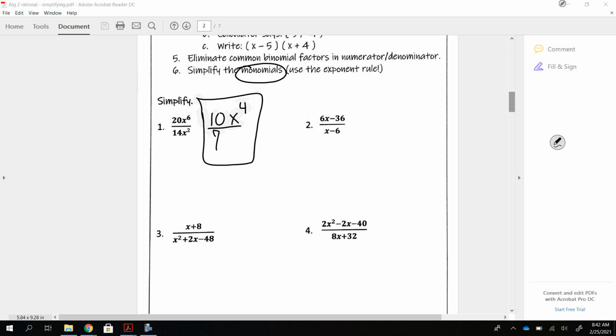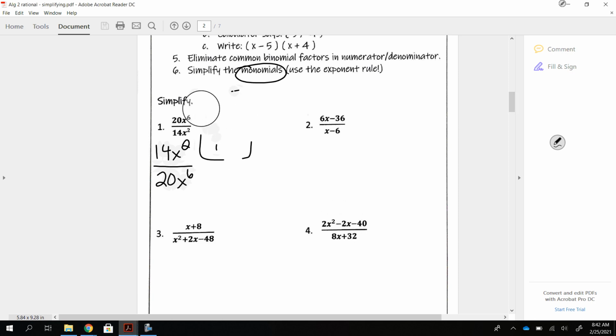Now, one thing I want to show you, if it was flipped, we had 14x to the 2nd over 20x to the 6th. Remember, that's our answer, but I'm just showing you if it was flipped. Then we would have 7 over 10, and then down here would be x to the 4th. It would just be flipped. All right? Thus concludes number 1. Let's move on to number 2.